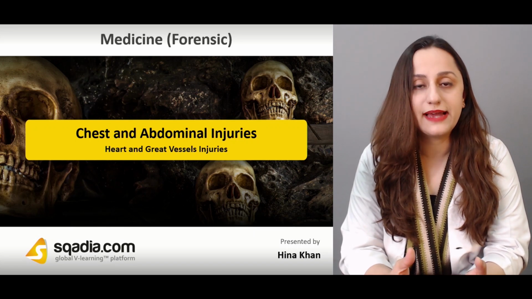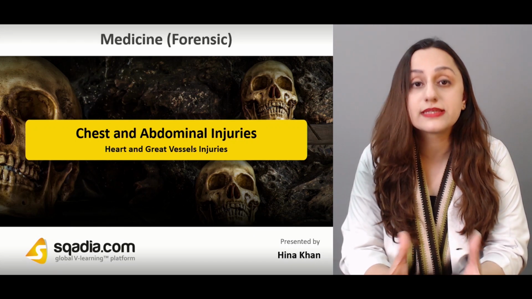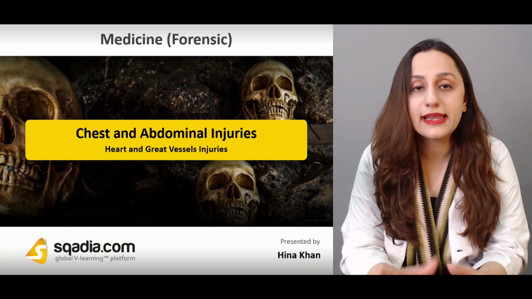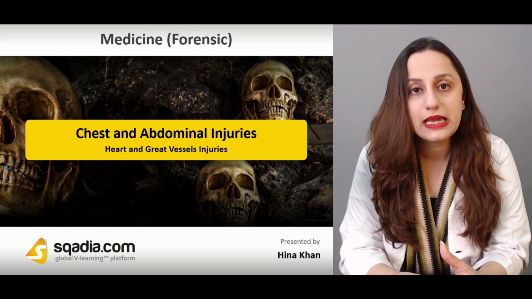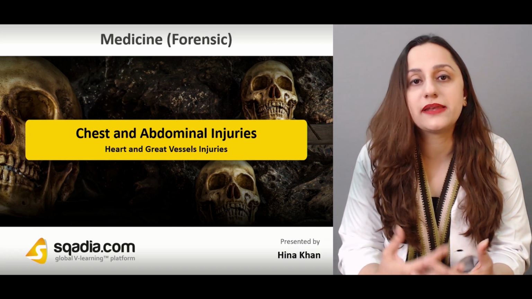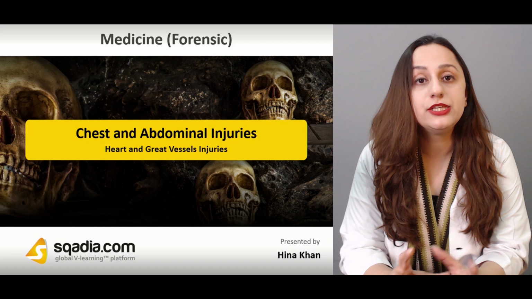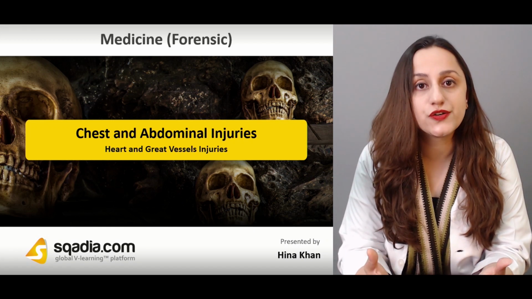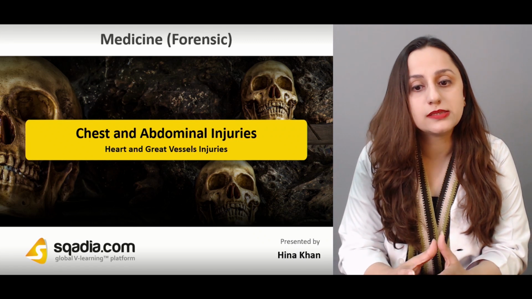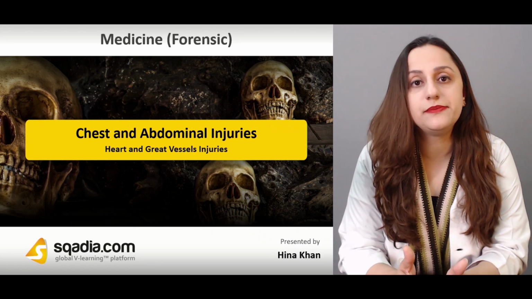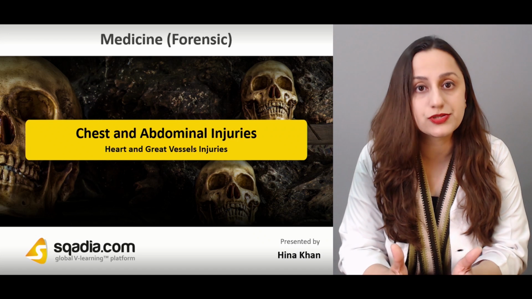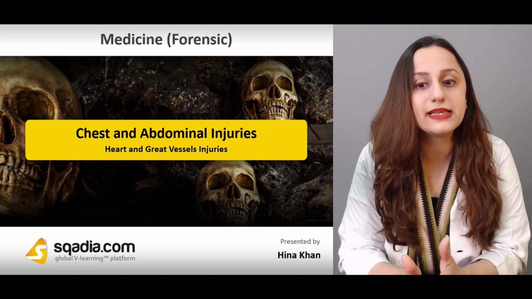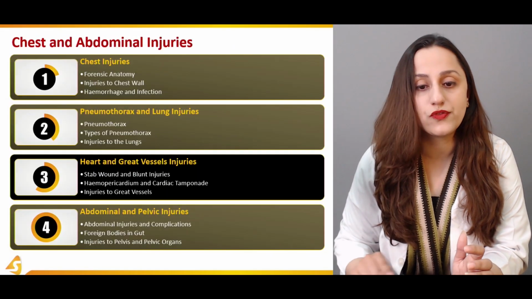Injuries to the heart and to the great vessels lying in the thoracic cavity are the highlight of thoracic injuries. Whenever the thoracic cavity is penetrated or perforated, the heart and the great vessels are in danger of injury. So they are very important, and they are basically the greatest complications that can occur through thoracic injuries. They are discussed in detail in this section.